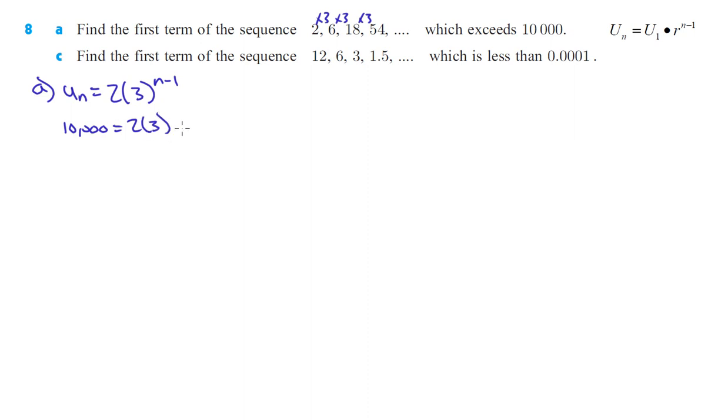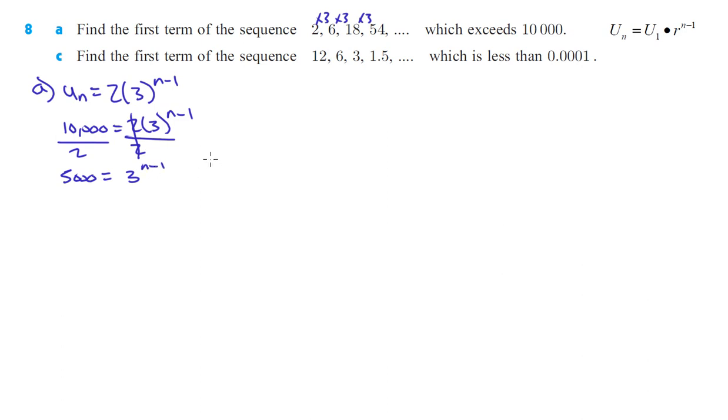2 times 3 to the n minus 1, and then we have to figure out what term is going to make this true. We want to get this n minus 1 all by itself. So the first thing you need to do is divide both sides by 2. So we get 5,000 equals 3 to the n minus 1.